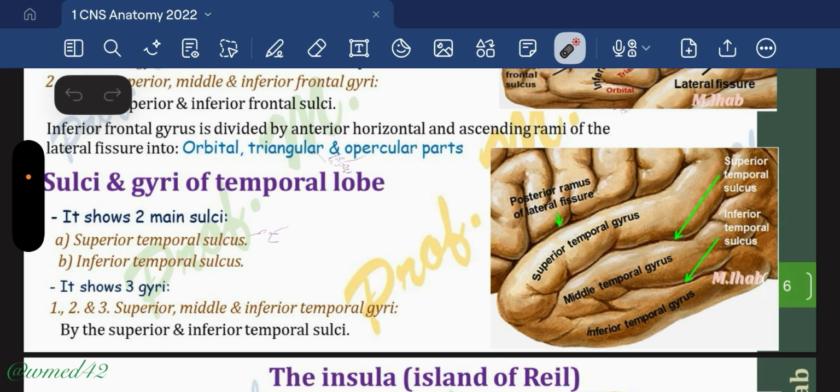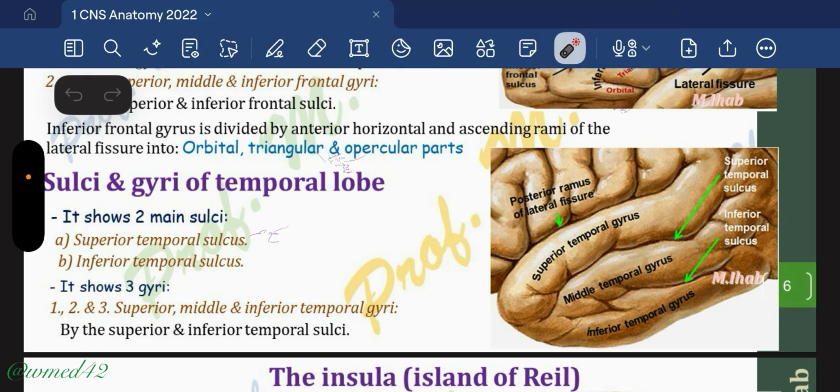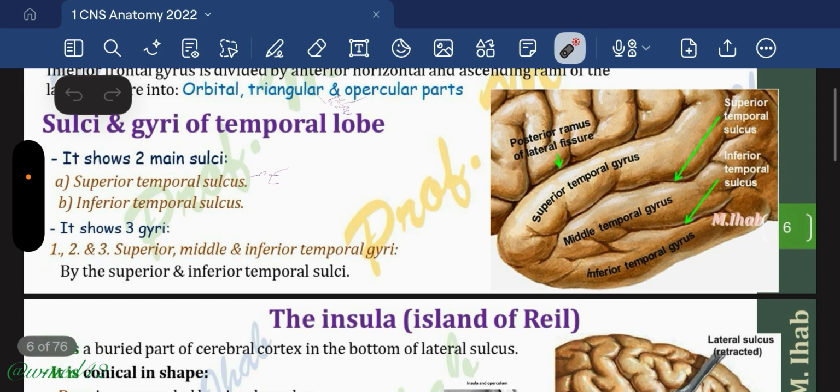The sulci and gyri of the temporal lobe. It shows two main sulci: superior temporal sulcus, which is right here, and the inferior temporal sulcus. Those sulci give us the three gyri: the superior, middle, and inferior temporal gyri. And that's it for the temporal lobe.